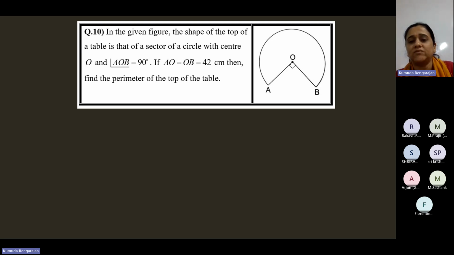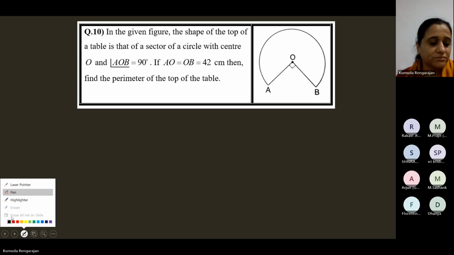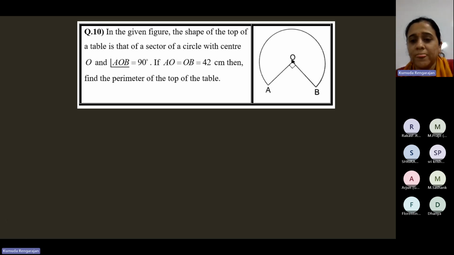If there are line segments inside the figure, like if there's a line segment here like this, you're not going to walk on all these line segments. You're going to walk only on the boundary. So you start at any point. Well, let's start at A. From A, you walk along the major arc ACB and you reach this point B. Now from B, you walk along BO and you reach O. And from O, you walk along OA and you come back to the starting point A. So these lengths you have traveled together make the perimeter of the top of the table.